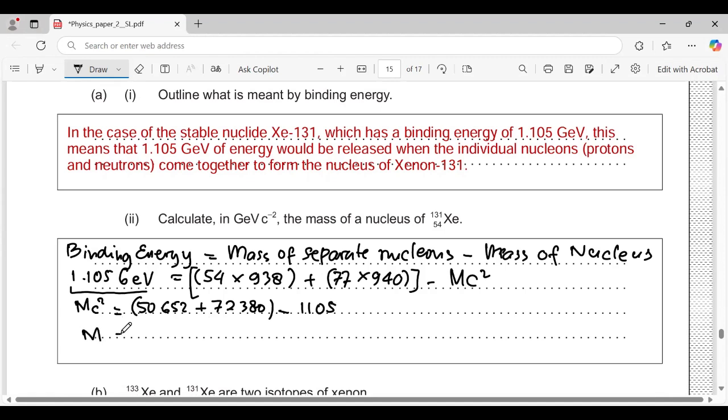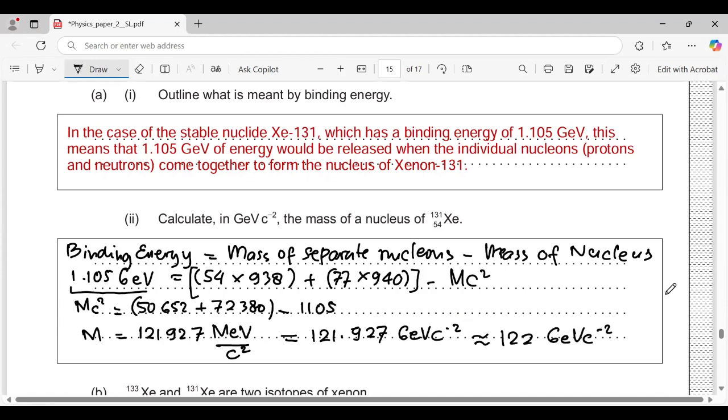So m equals 121,927 mega electron volt over c squared. Or this is 121.927 giga electron volt c^-2. Or we can round off to 122 giga electron volt c^-2.